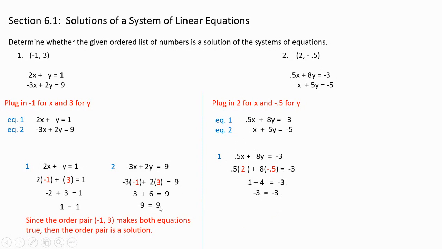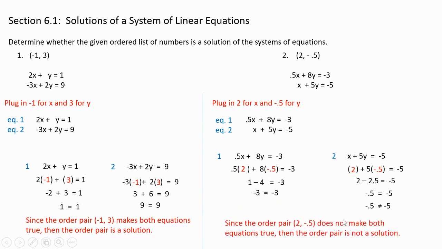If it makes it true, it'll be the same thing as number 1, where the point is a solution. So let's check by actually plugging in the value for x and the value for y, which is 2 and -0.5. We plug in 2 for x and -0.5 for y. This gives us 2 minus 2.5, which is -0.5, equals -5. That's not true. So in other words, the ordered pair 2, -0.5 does not make both equations true. Then the ordered pair is not a solution.